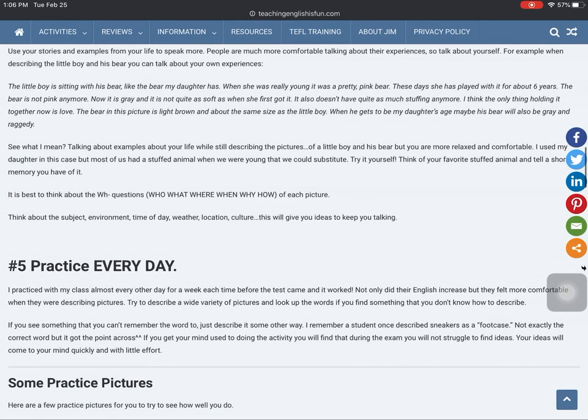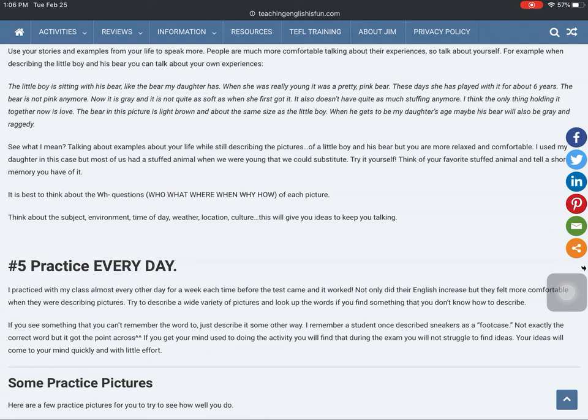Now it is gray and is not quite as soft as when she first got it. It also doesn't have quite as much stuffing anymore. The only thing holding it together now is love. I thought that's a nice touch. This bear in this picture is a light brown and about the same size as the little boy. When he gets to be my daughter's age, maybe, again, deduction, his bear will be gray and raggedy. Raggedy means kind of old and worn out.